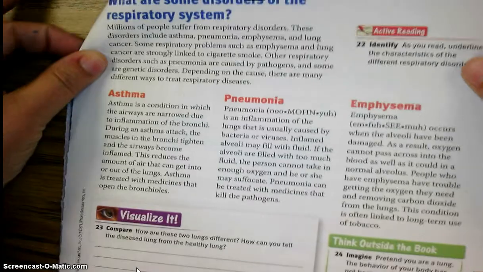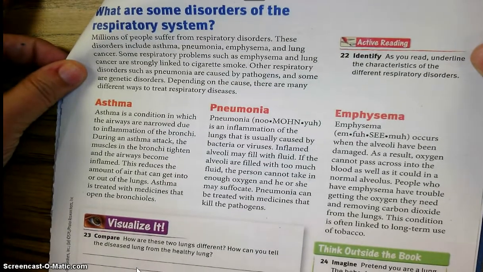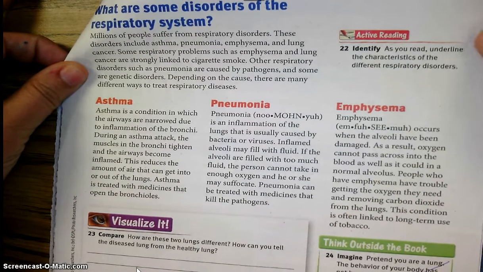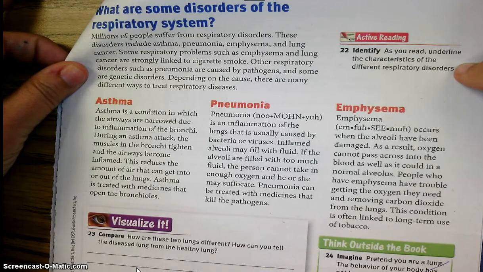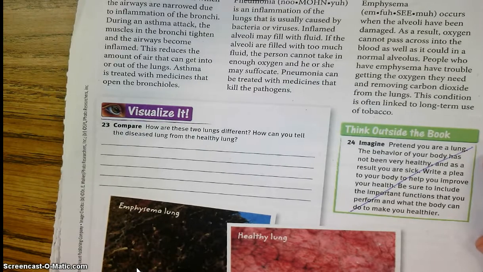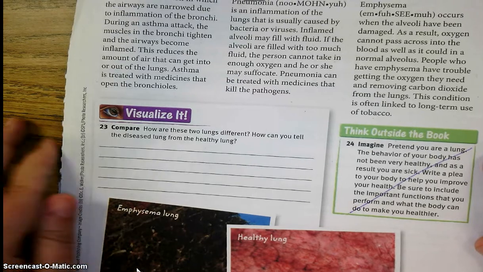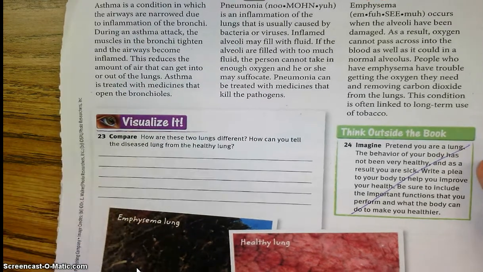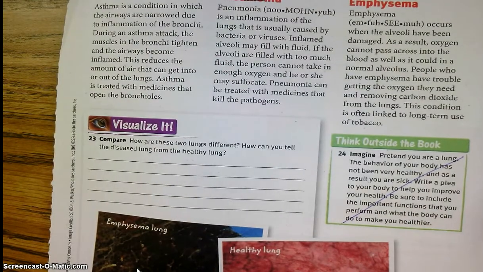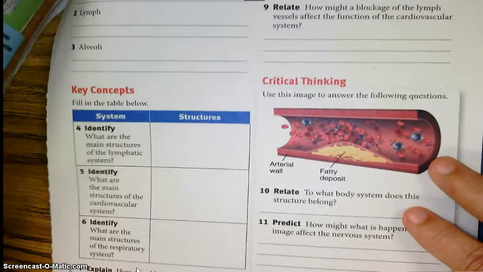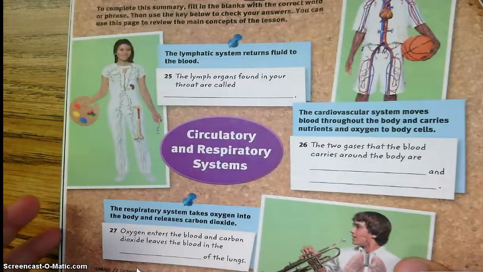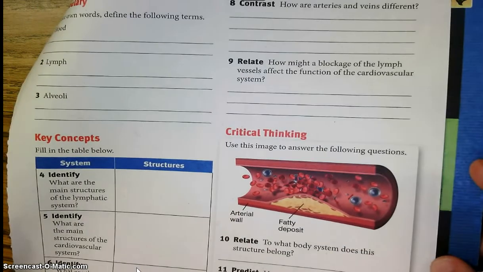And then some disorders and diseases of the respiratory system. You do not have to do question number 24, but you do need to do question 22 and 23. And then at the bottom there are some pictures of an emphysema lung and of a healthy lung. So there's a very different picture there of how they are different, and that's your question. How can you tell the diseased lung from the healthy lung? And then if you have time, you can go on to page 458 and 459.